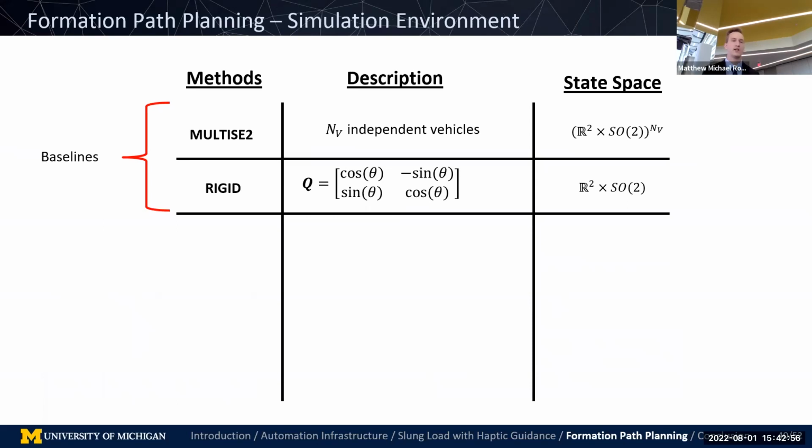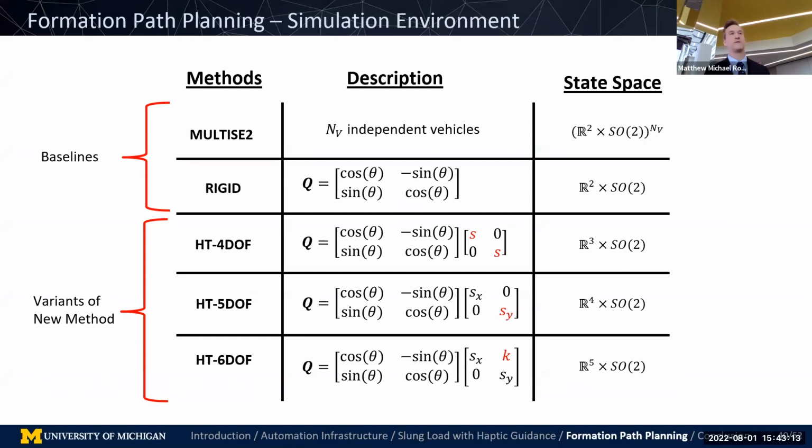For testing and simulating this, we compared it against baselines. As mentioned previously, we did the multi-SE2, where there are N vehicles throughout space, as well as rigid planning, where the deformation matrix is just a rotation, as well as the translation vector, not shown. And then three different variations of our method: a 4-degree of freedom version where we just have one scale for both X and Y, a 5-degree of freedom version where we have independent X and Y scaling, and finally the full method where we have shear as well.